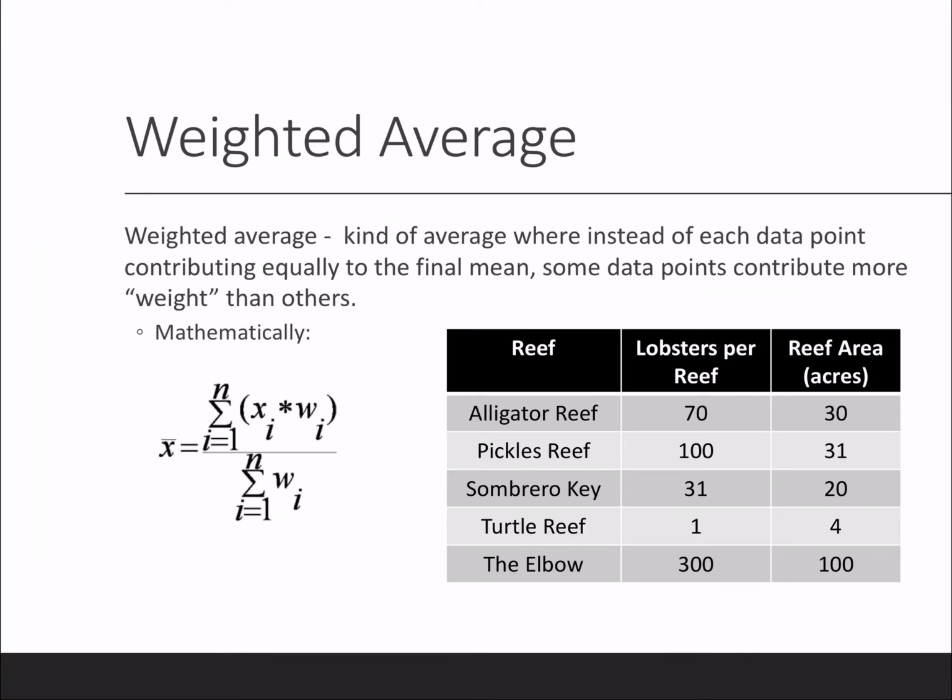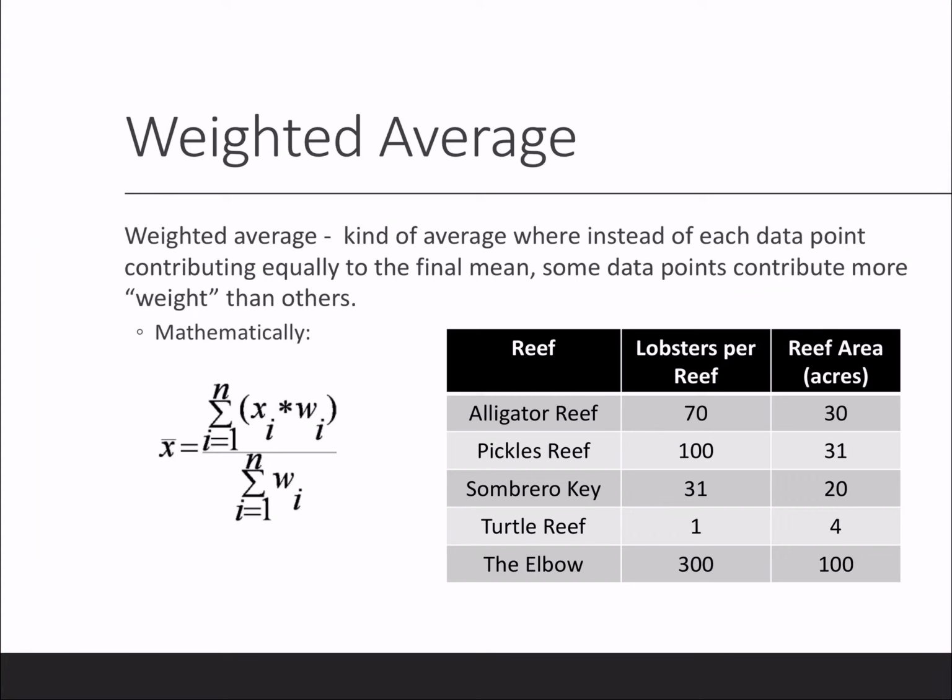So looking back at this formula, the xi just means taking the number of lobsters on each reef and multiplying it times its weight, which in this case is the reef area. So you would multiply the lobsters per reef times the reef area, add up all of those values, and then divide it by the sum or the total value of all the reef areas added together.